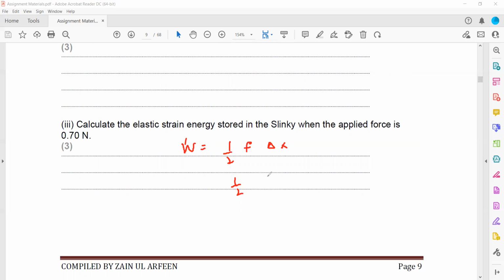So force is 0.7 and extension is 100 centimeter, but because the SI unit of energy is joule, we should have force in Newton and distance in meter. So Newton meter is actually joule. So it will be 0.35. The work done is 0.35 joules, the elastic strain energy.